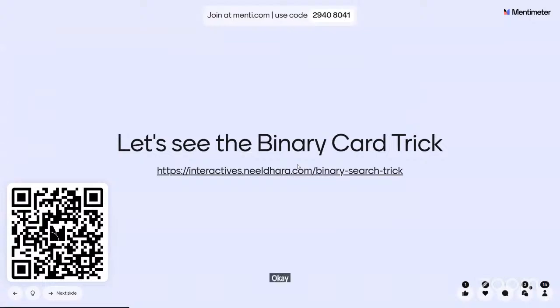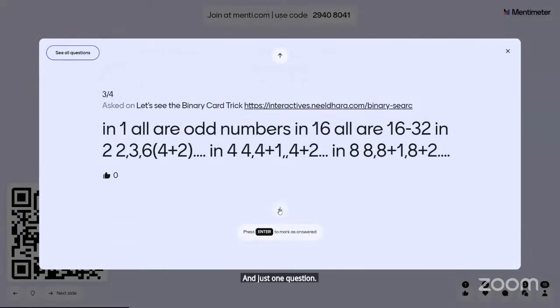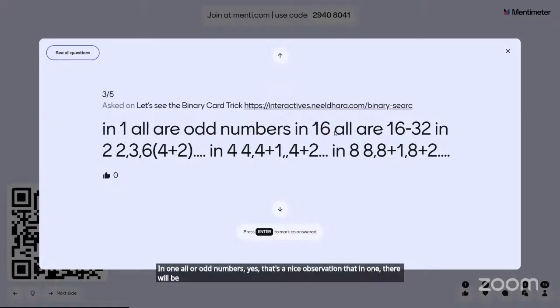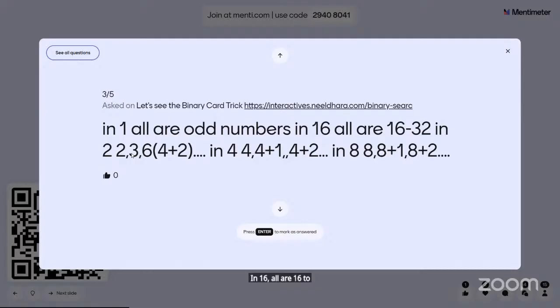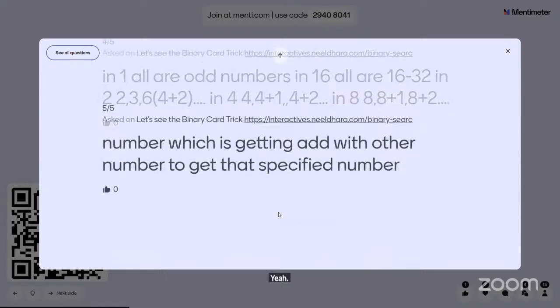Okay, let's do this one question. In 1, all are odd numbers. Yes, that's a nice observation, that in 1 there will be all odd numbers. In 16, all are 16 to 32, correct? Because to get the 16 bit in it, you have the numbers 16 to 32 in it. Yeah, you're absolutely correct.